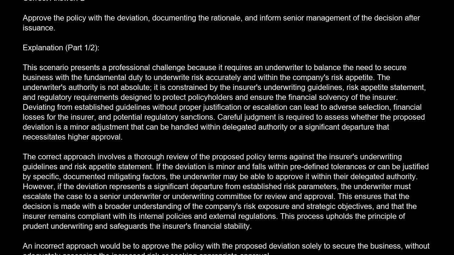The correct approach involves a thorough review of the proposed policy terms against the insurer's underwriting guidelines and risk appetite statement. If the deviation is minor and falls within predefined tolerances or can be justified by specific, documented mitigating factors, the underwriter may be able to approve it within their delegated authority. However, if the deviation represents a significant departure from established risk parameters, the underwriter must escalate the case to a senior underwriter or underwriting committee for review and approval.